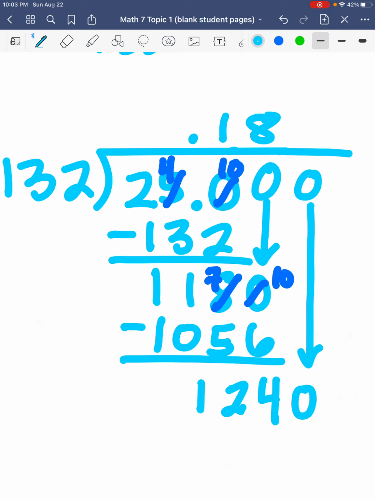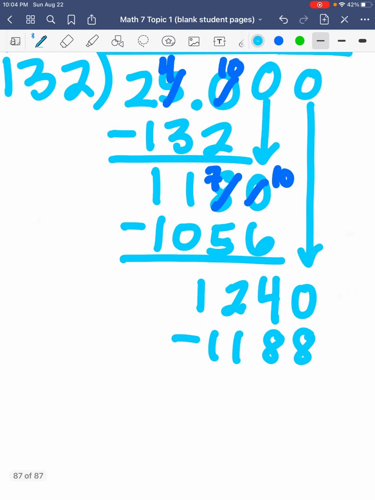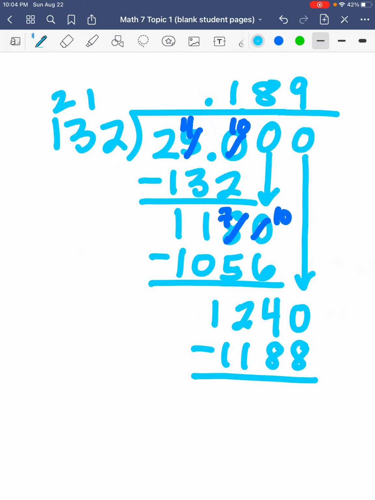How many times will 132 go into 1,240? Well, I know that if I multiply it times 8, I get 1,056. Let's try 9 this time. 9 times 2 is 18. 9 times 3 is 27, 28. 9 times 1 is 9, 10, 11. So I get 1,188, and I'm going to subtract that.